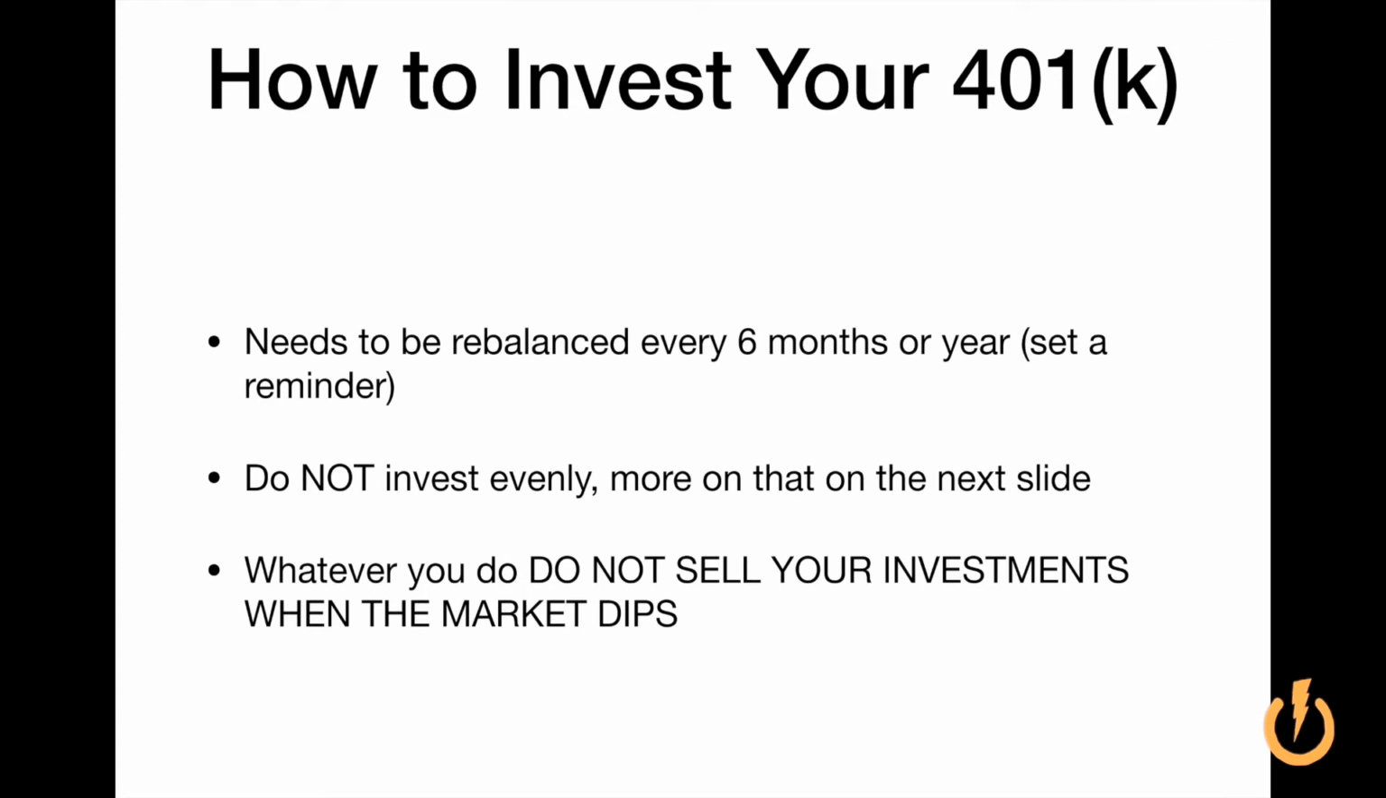Your portfolio is probably going to need to be rebalanced every 6 months or even sooner, so set a reminder for yourself to do so. When you invest manually, you'll have to do all the rebalancing yourself. Part of having proper asset allocation is that you don't invest evenly. We'll have more on that on the next slide. Whatever you do, under any circumstances, do not sell your investments when the market dips. You're basically throwing away money if you do that. The most important thing is that you diversify your portfolio so you can minimize your risk that way.